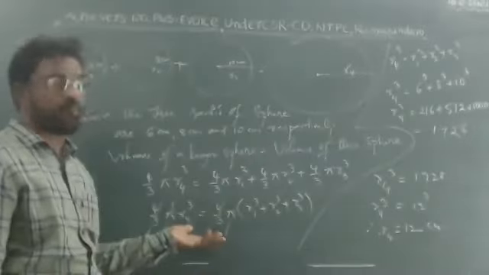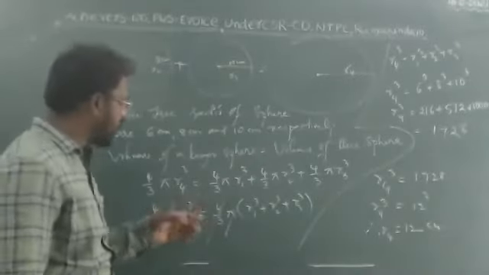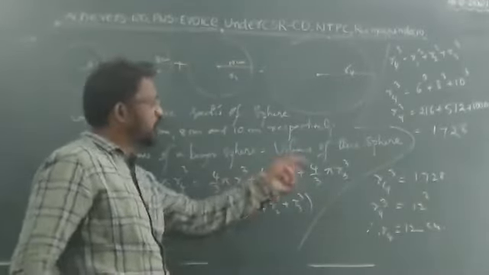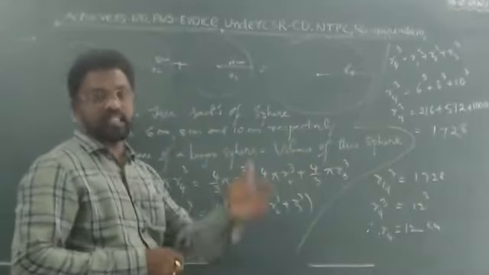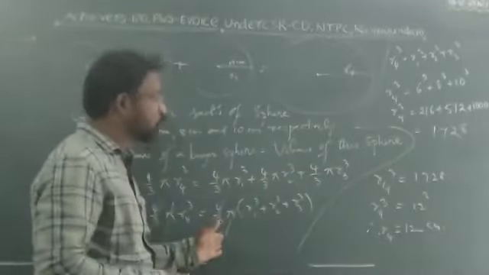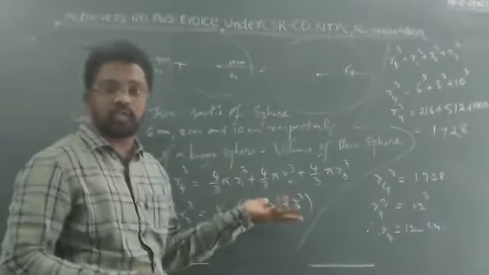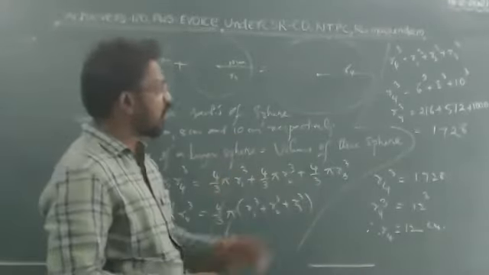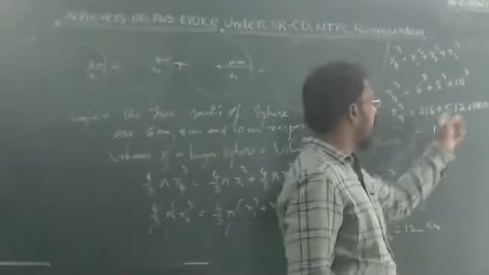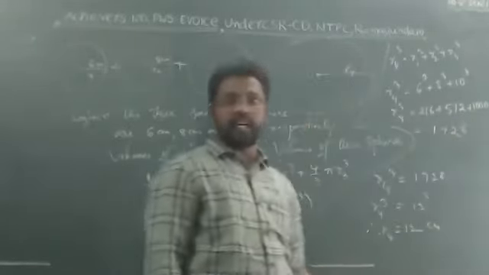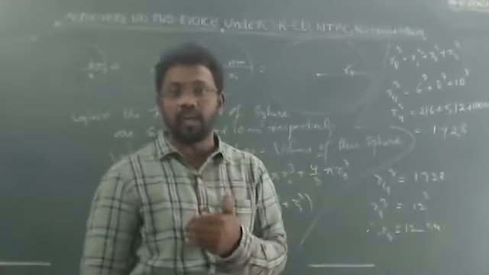Try to use this type of method. Don't blindly take the values of R1 and do some calculation and add. Avoid such calculation and go through this method. It's very easy to execute. Okay, children. Now 6 cube is 216, 8 cube is 512, 10 cube is 1000. Add them to get 1728.